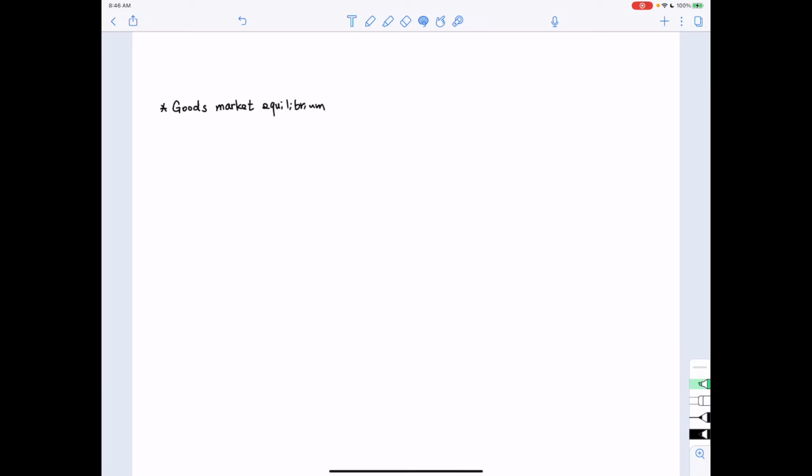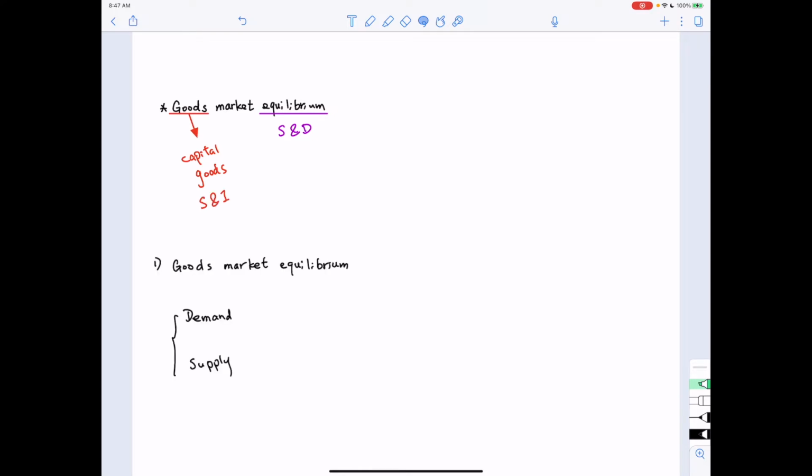So for the goods market equilibrium, the first thing we want to look at is what is equilibrium. In economics, whenever we talk about equilibrium, we are talking about the supply equals the demand. And then what are the goods that we are referring to? We are referring to the capital goods. Therefore, when we talk about the goods market equilibrium, we need to look at the savings and investment. So now let's look at the detail for that.